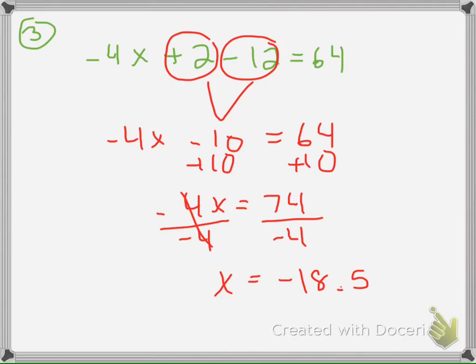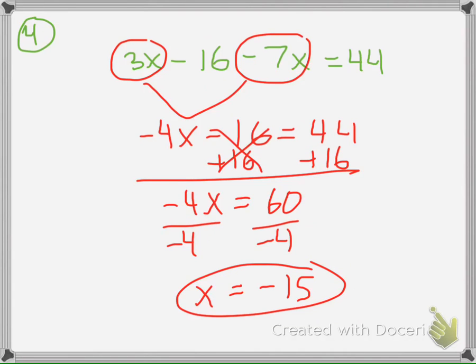Okay, number 3, again, combine like terms. I have a +2 and a -12. When I combine those, I get -10. Bring down the rest of my equation. Then I need to add 10 on both sides to get rid of it, so that's gone. And I'm left with -4x equals 74. Then divide by -4 on both sides, and I'm left with x equals -18.5.